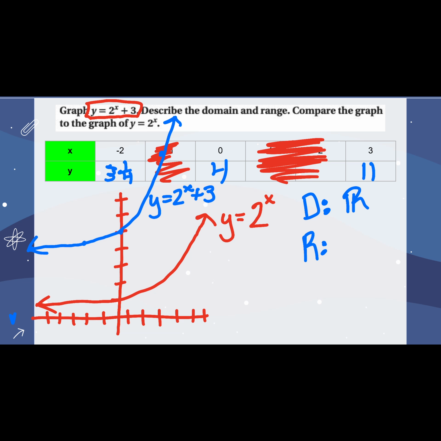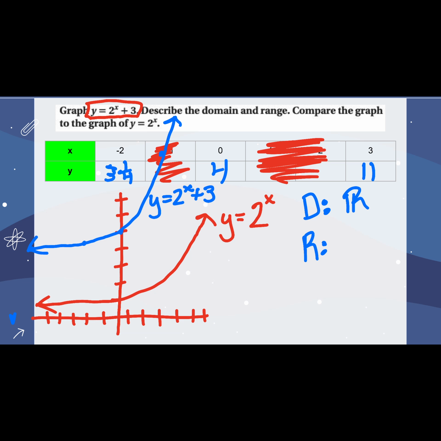This is where it gets a little bit tricky. The range. So with our range, listen up. Let's look at this 2 to the x. Could this ever be negative? No, it couldn't. Any number we put in for x, would it ever be negative? No, it would never be negative, ever.